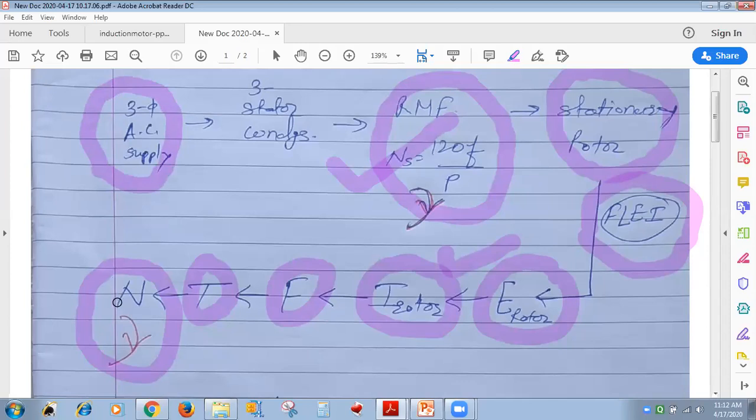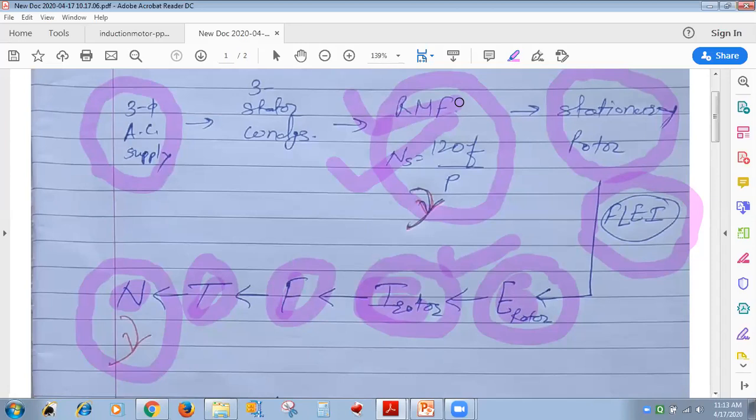Clear. The working principle: it works on which principle? Faraday's law of electromagnetic induction. Now tell me, the rotor is rotating because of torque, because of force, because of current, because of the induced EMF in the rotor. Now this induced EMF is because of the rotating magnetic field.